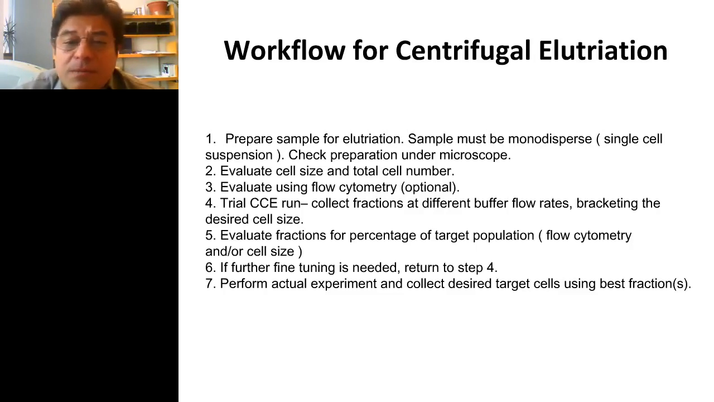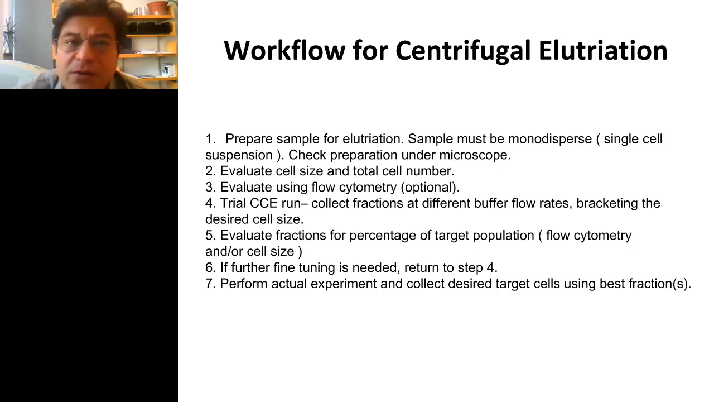The sample needs to be monodispersed. So this is another requirement that's very similar to what you see in a flow cytometer. We have to have single cell suspensions. Clumps and aggregates will actually disrupt the elutriator, and it is really critical that these samples are monodispersed. So of course we can check these under a microscope. It's really highly advised to do that to make sure that you've got a very good single cell prep.